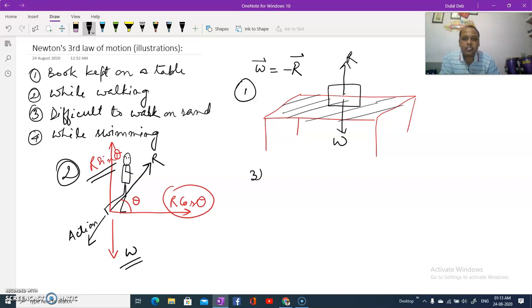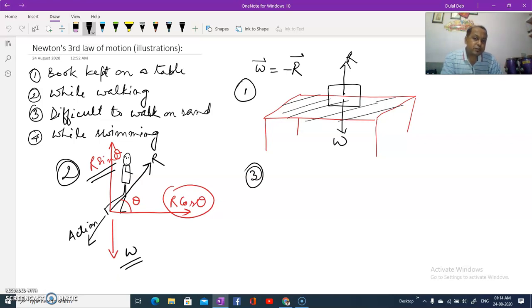Now let us consider the third point, that is, it is difficult to walk on sand. Obviously it is difficult to walk on sand because when the action is provided, the sand will move in the direction of action and the reaction force will be very less. So naturally the R cos theta will be very less, and that's why the person will feel difficulty in moving forward. So I hope this is clear to you.